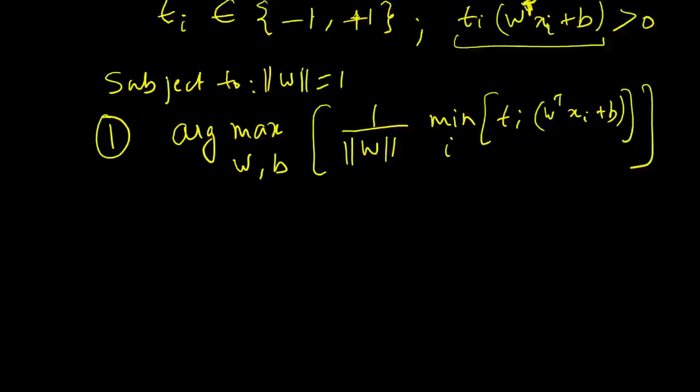Right, so let's unpack this. This is the distance from the hyperplane, okay. This is the mirror folding. So Ti brings the negative points to the positive side, and now this minimum is the set of points that are closest to the hyperplane.